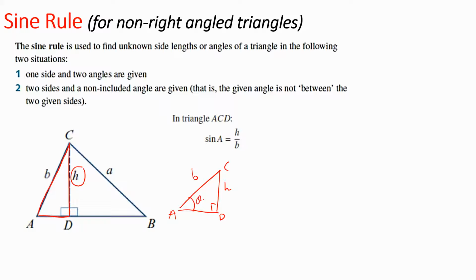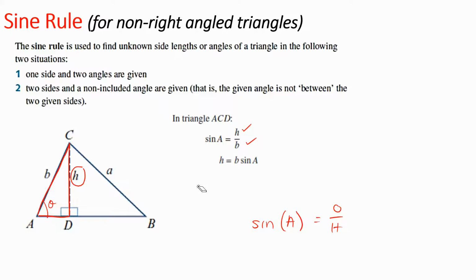If this is the angle A, we can say that sine of the angle A, which is opposite over hypotenuse, our hypotenuse is B, and our opposite is our height. So I can rewrite that and say it's H over B. Okay? And if you've got H over B, that means I can rewrite the equation by multiplying B on both sides. You have B times sine of A equals H. Fair call? Yeah? Okay, so that's one way to look at it.